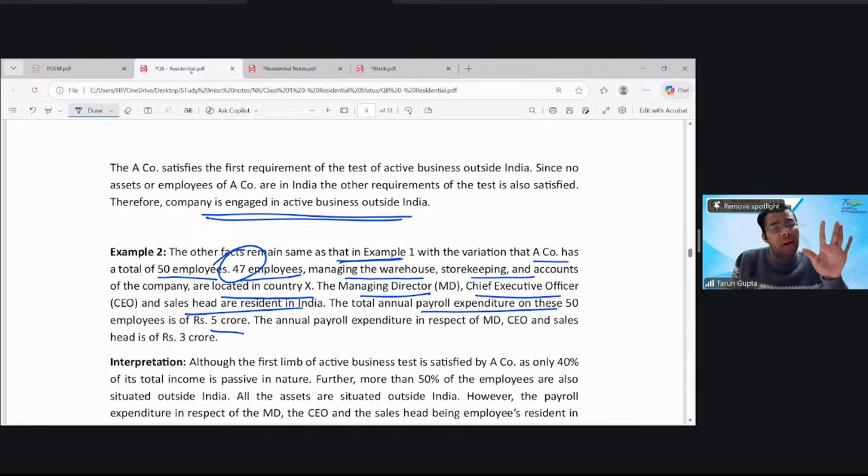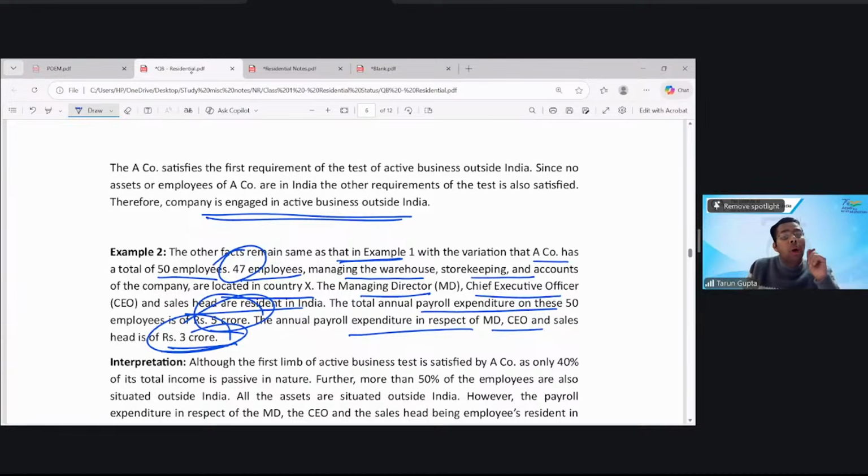My total expense is 5 crore on the payroll. The annual payroll expense in respect of the MD, CEO, and sales head, who are resident in India, is 3 crore. So the payroll expense on these employees should be less than 50%. Out of 5 crore, it should be less than 2.5 crore. But my expense is 3 crore. So it does not satisfy the fourth condition.